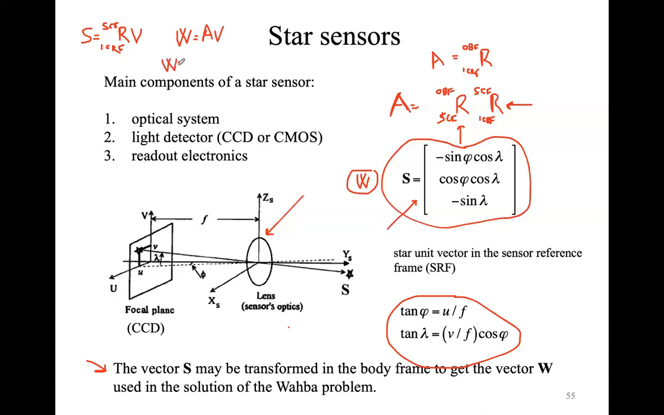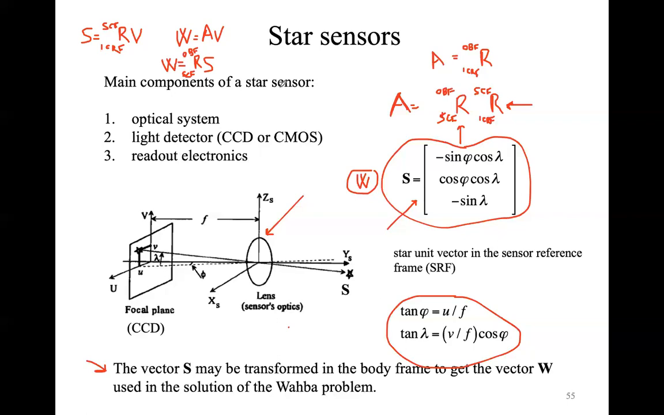So to go from W to S, you have to do W equal to R from SCF to the optical bench frame of the vector S. Hope this explains what I mean.